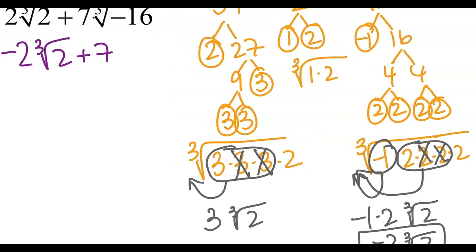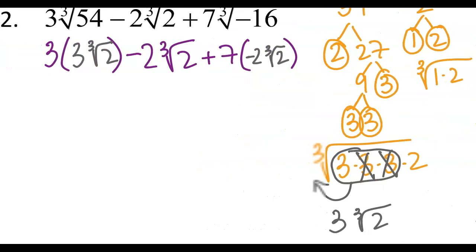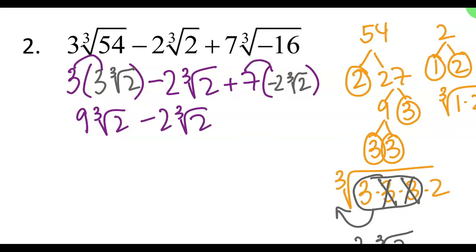So up here next to that 7, I'm going to go ahead and put a parentheses behind this and stick in negative 2 cube root of 2. This is what I need to simplify. So just like we did before, we're going to multiply 3 times 3, which is 9, cube root of 2. The second term can't be simplified. And then we're going to multiply 7 times negative 2, which is negative 14, cube root of 2.